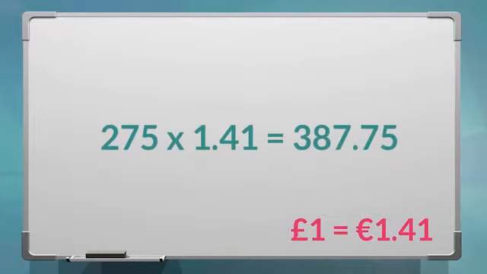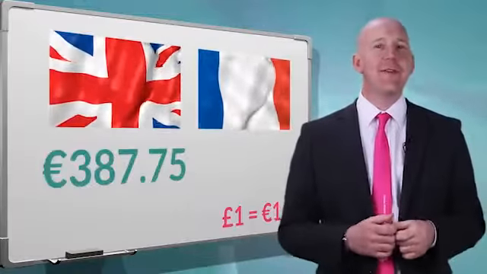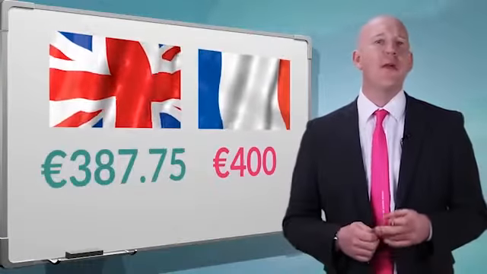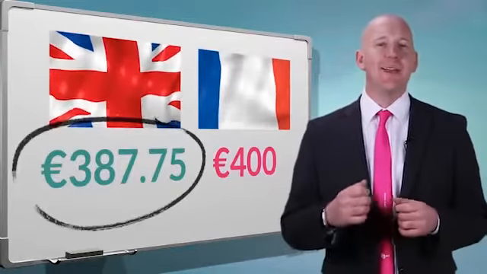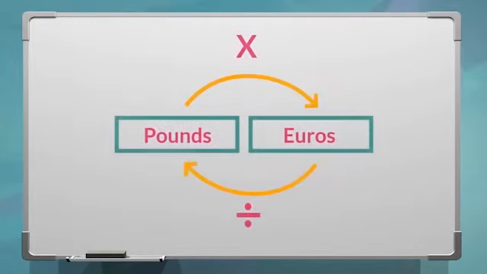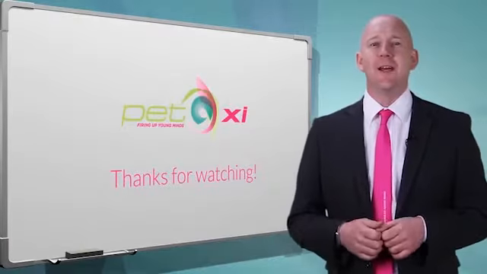So 275 times 1.41 gives us 387.75. Now this is the new price in euros. 387.75 euros is cheaper than the 400 euros in France. Therefore, it's best to buy the phone in the UK. If you wanted to turn euros into pounds, you would need to divide by the conversion rate instead. If you remember this diagram, it will stop you from getting mixed up between whether you multiply or divide when converting currency.